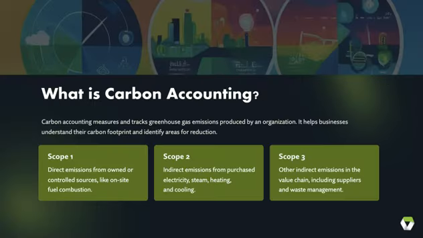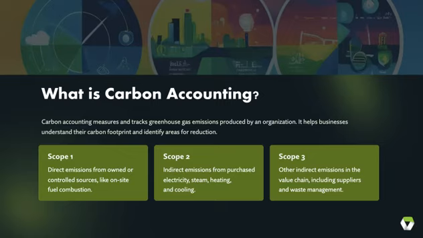So the first step is, what is carbon accounting? It's the process of measuring and tracking greenhouse gas emissions that are produced directly or indirectly by an organization. This practice is crucial for understanding your company's footprint and identifying areas where emissions can be reduced. As the need to reduce carbon emissions grows, understanding this process becomes more critical.